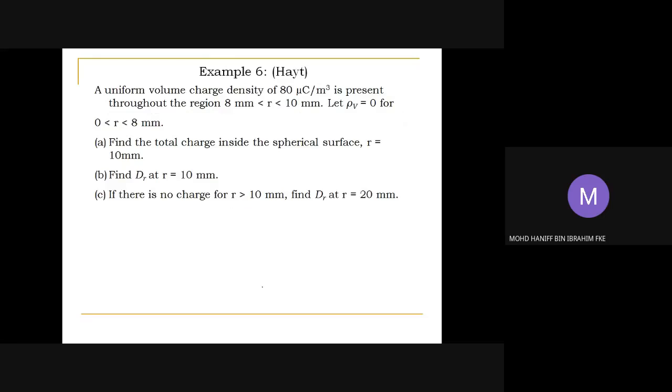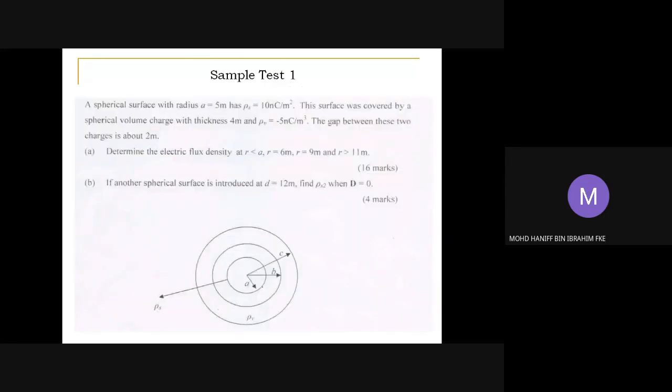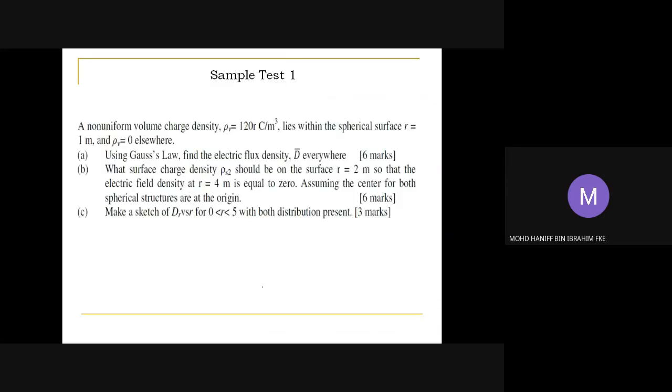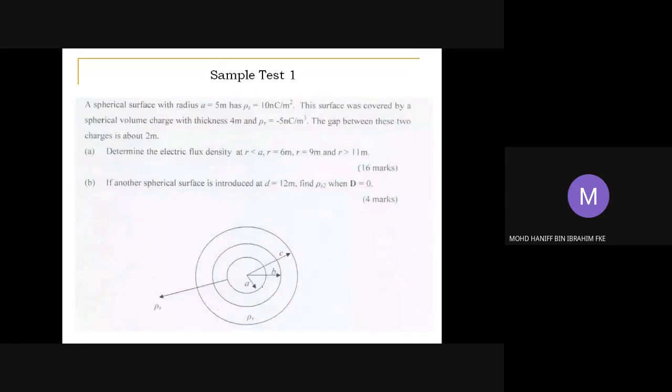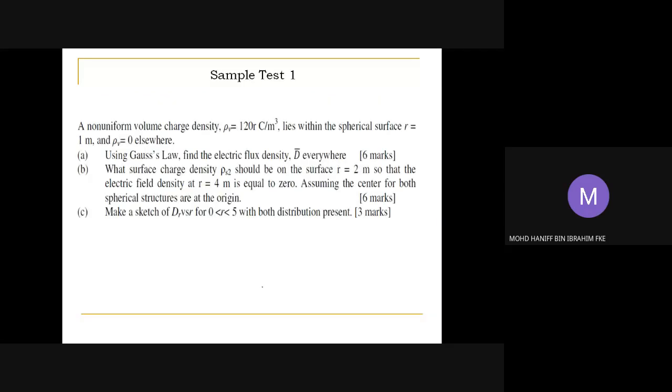Okay, I will proceed with example 6 also. My concern will be on sample test 1 here. For this sample test 1, the problem is similar to what we have done earlier in the examples, so you can proceed on your own. Try to answer sample test 1 on your own. Again, any questions you can ask me later, yeah? My concern will be on this sample test 1, this question.